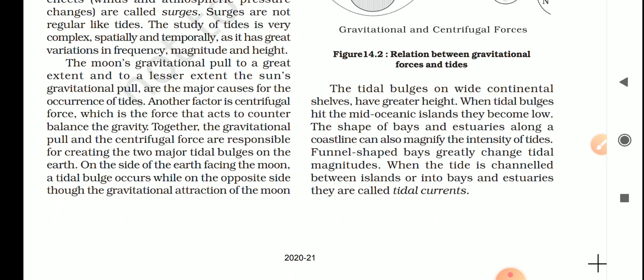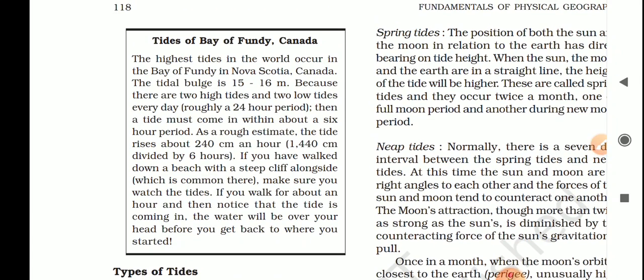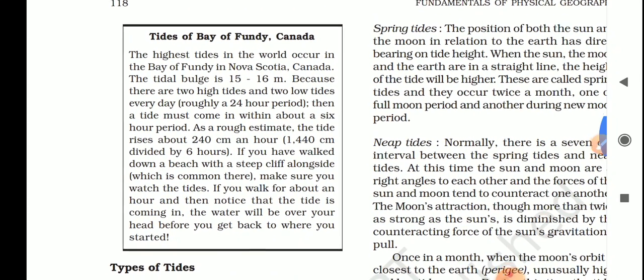Again, when you have a tidal current, this is a kind of channelization seen inside a bay or estuary, which leads to higher tidal levels. Some of the highest tides in the world are seen in the Bay of Fundy in Canada. Those are some examples. So that was a general idea about tides.